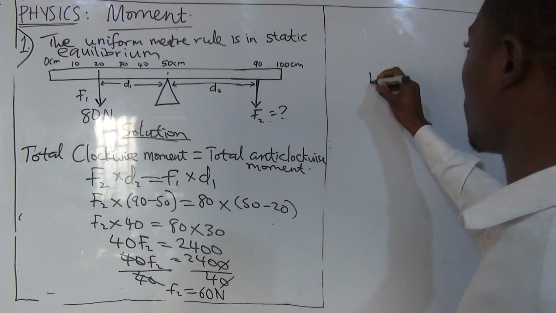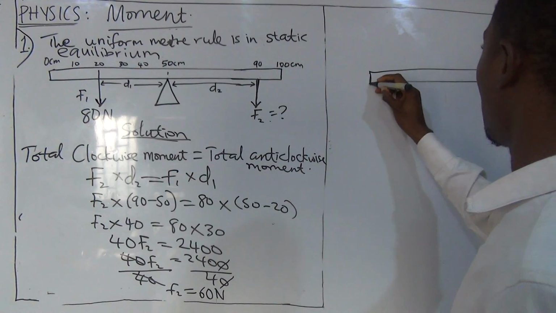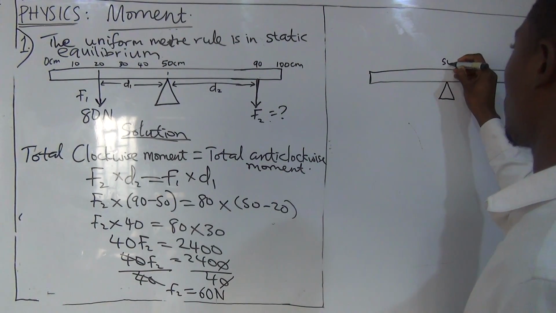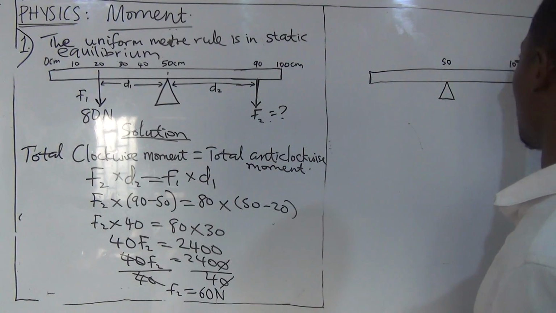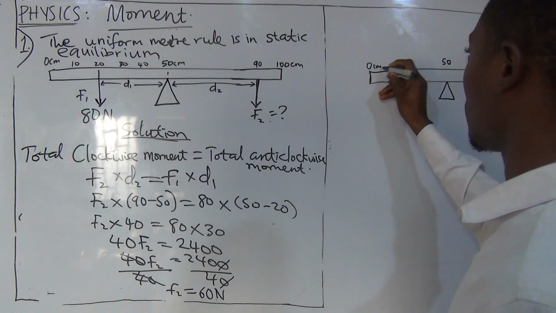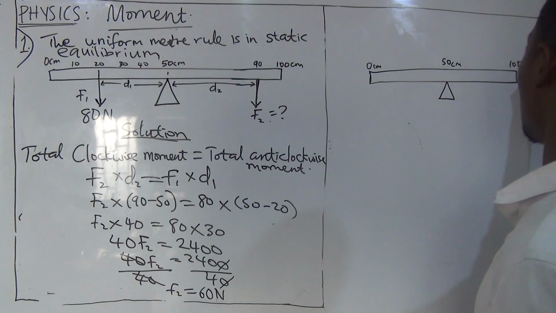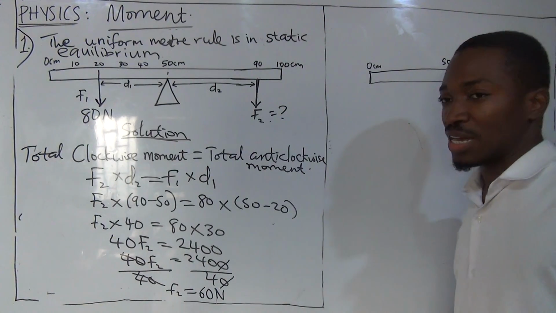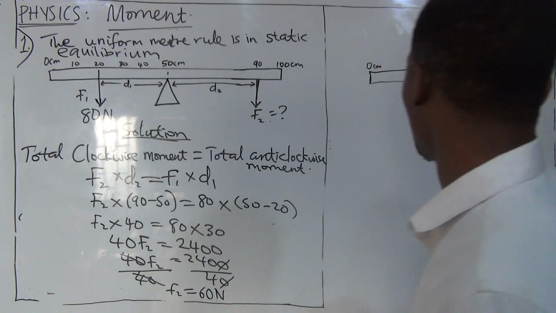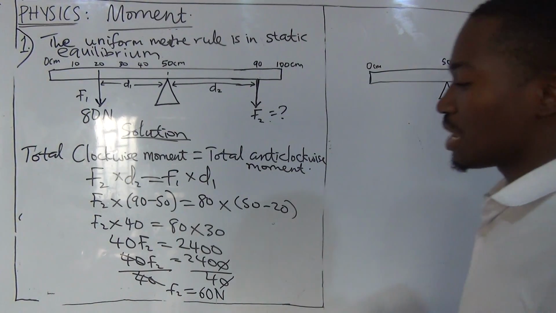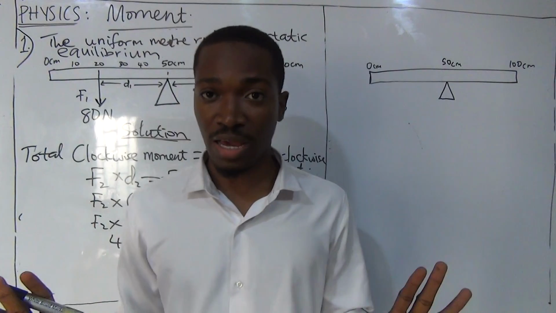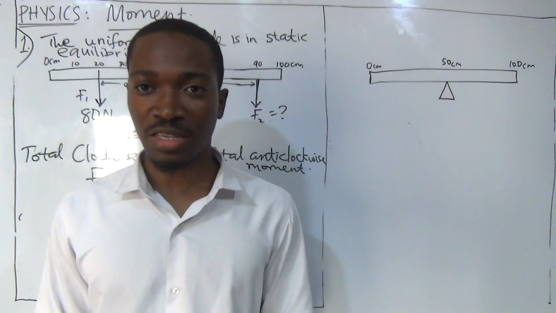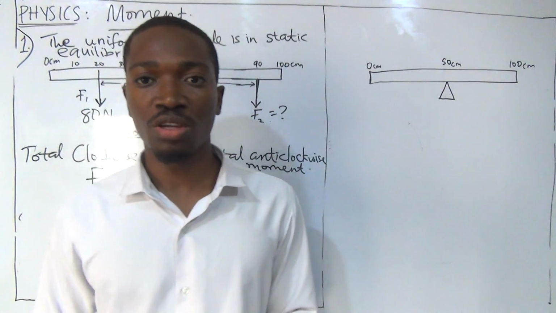Now look at this beam here. This is the knife edge at the center, okay? Let me just make it clear that the knife edge is at the center. Now let us assume no force is acting on this meter rule. That means the meter rule is in equilibrium, right? If we do not apply any force at any edge, then the meter rule is in equilibrium.